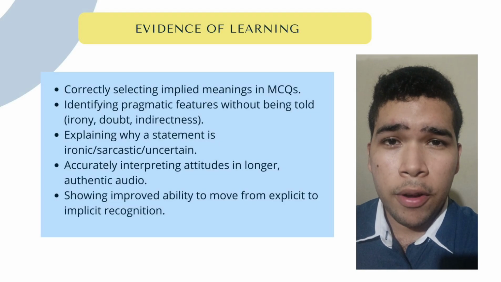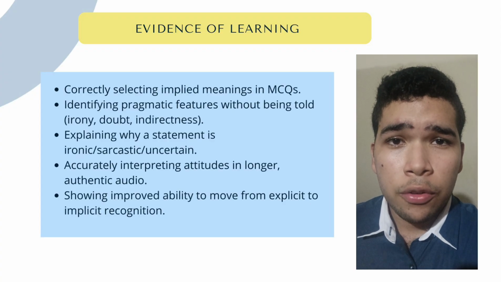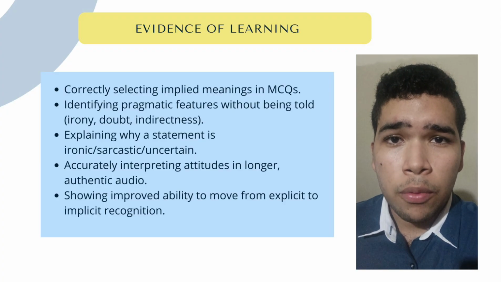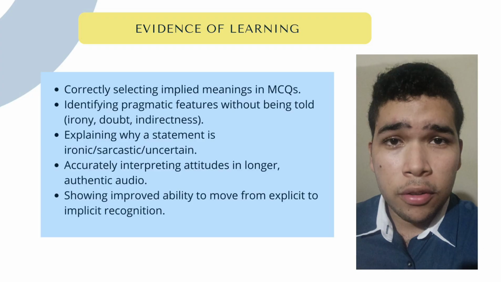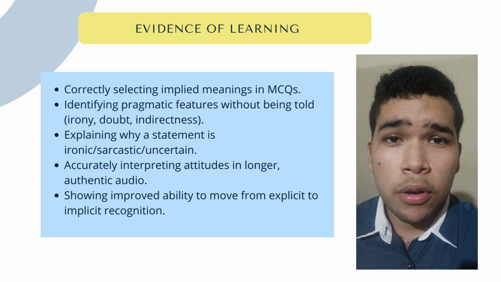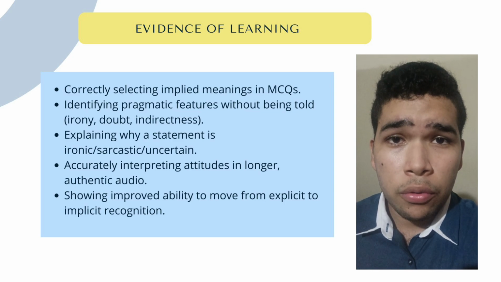Here we have the evidence of learning that is focused on what the students have to achieve. It's related to the identification, interpretation, and explanation of statements in relation to all those pragmatic features we already know: hesitation, disappointment, indirectness, irony, sarcasm. And of course, students have to demonstrate that they successfully switched from the explicit focus to the implicit one. Explicit at the beginning because they were not familiarized with these kinds of components, but now they are supposed to be familiarized.